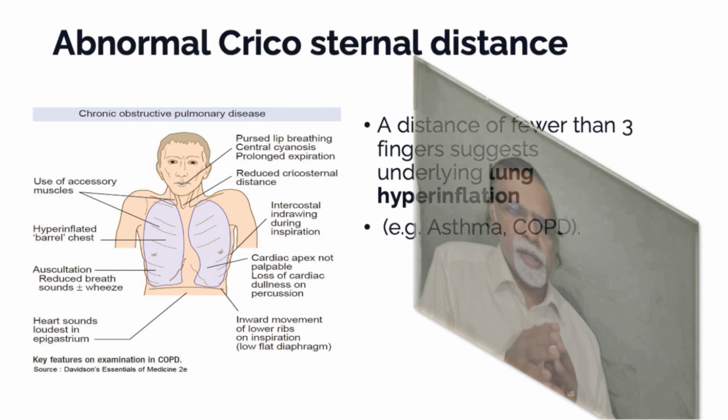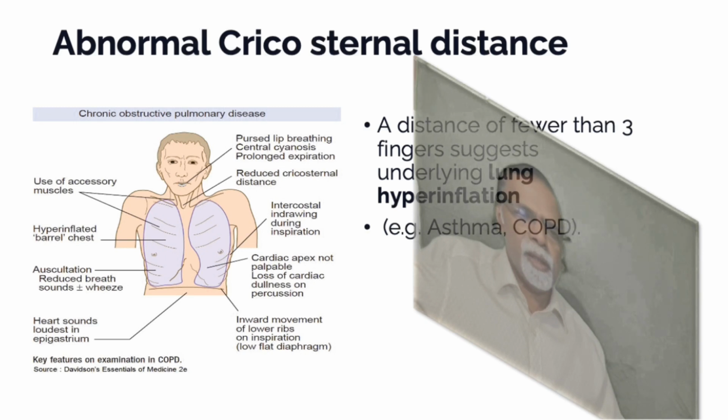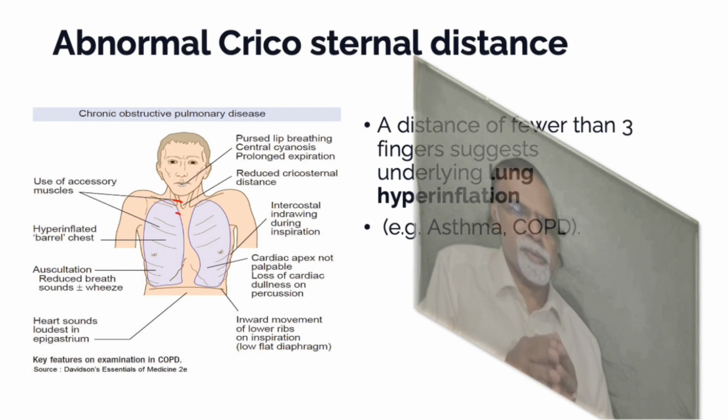Abnormal cricosternal distance, that is, cricosternal distance decreased to less than 3 fingers, suggests lung is hyperinflated, as in case of asthma or COPD. So here you can see a patient with COPD. The chest is hyperinflated and naturally the cricosternal distance will come down. So that is the importance of looking for the cricosternal distance.